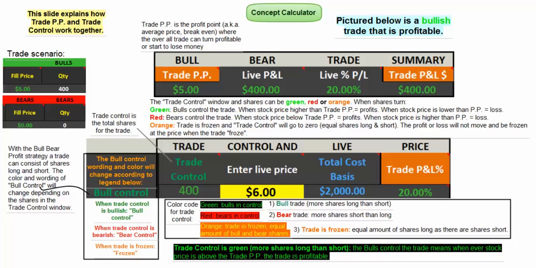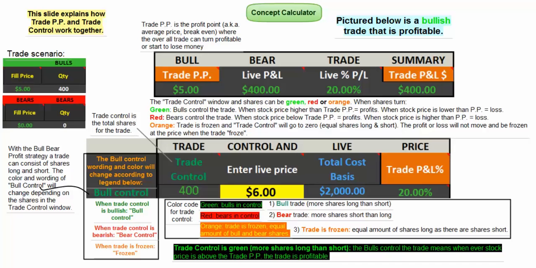Hello and welcome to this tutorial that explains the relationship between trade profit point and the trade control window. As you can see, there's an awful lot of colors and different sets of information. So what I want to do is make it as simple as possible.